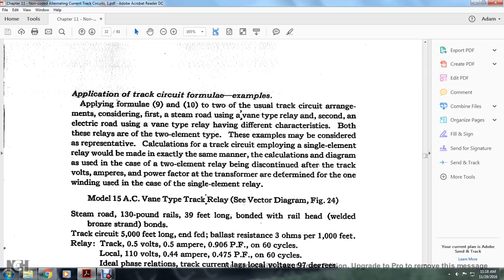Applying formula 9 to the usual track circuit arrangement, considered first with the steam road using the main type of relay, and second the electrical road using the main type of relay having different characteristics. Both these relays are of the two-element type. The example may be considered representative; the calculation for a track circuit employing a single element relay would be made exactly in the same manner.